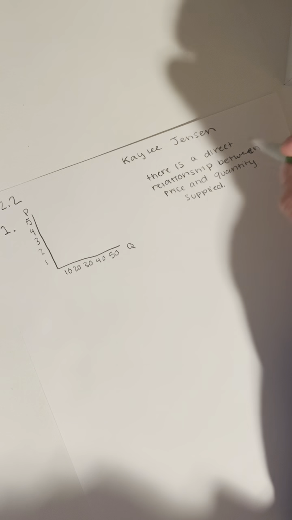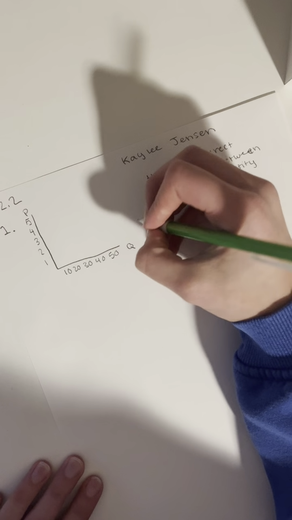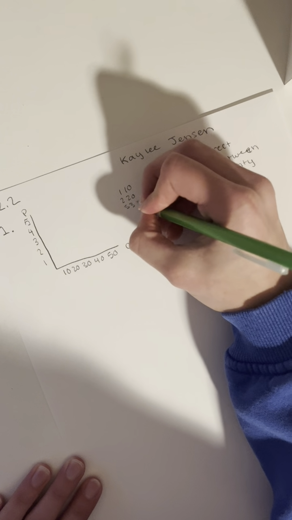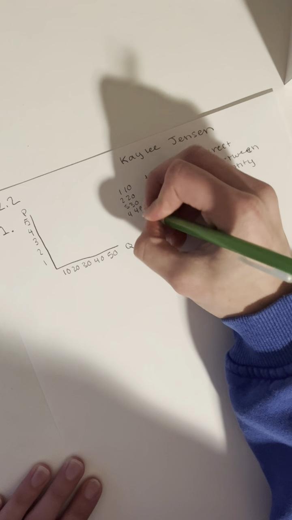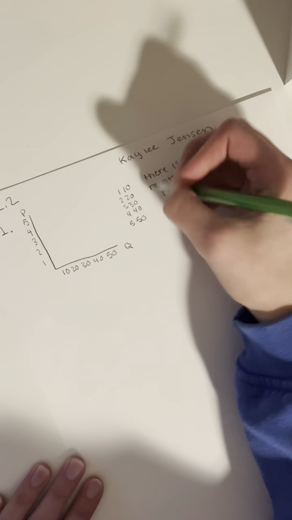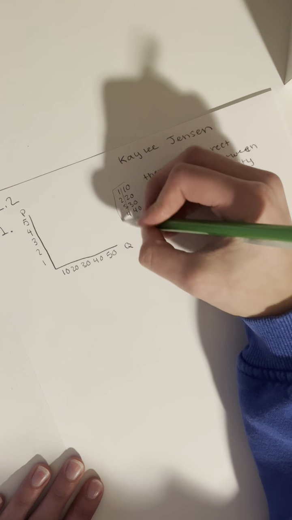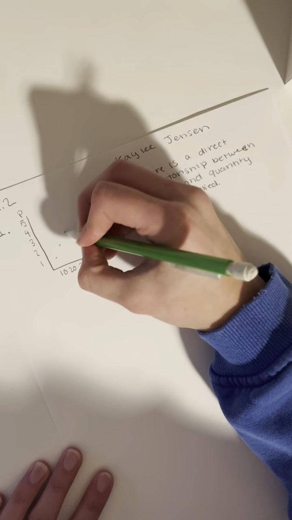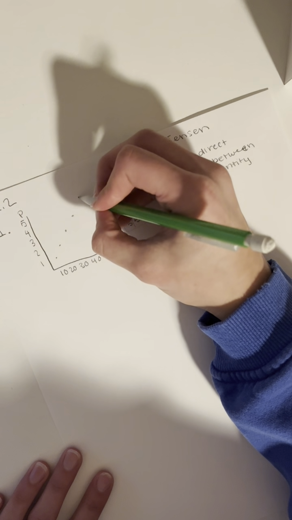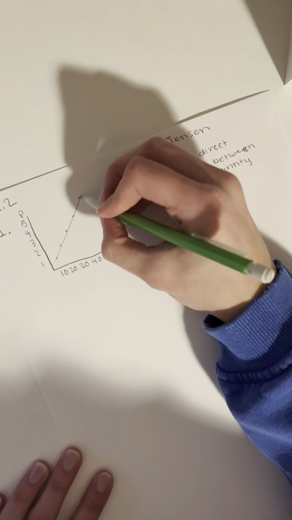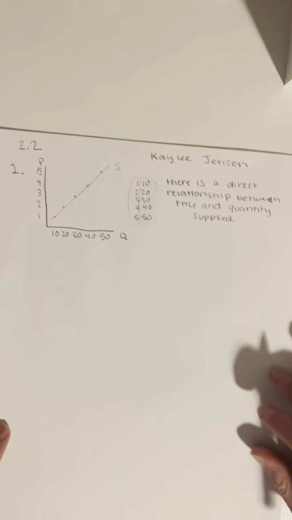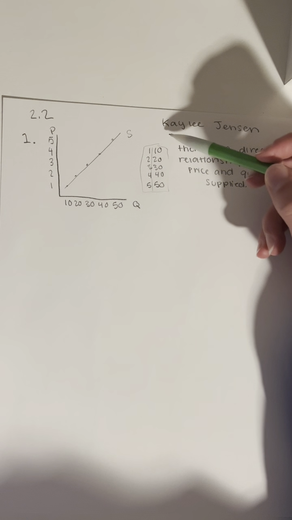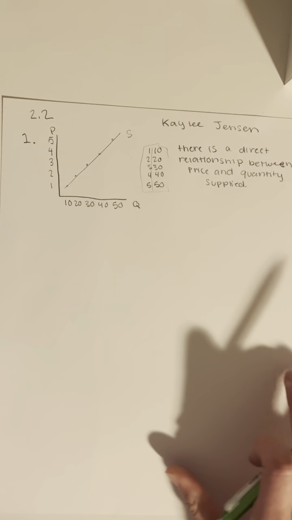Since our supply has a direct relationship, we would have it as 1, 10, 2, 20, 3, 30, 4, 40, and 5, 50 as our little chart here. So 1-10, 2-20, 3-30, 4-40, 5-50. That's what our supply would look like because there is a direct relationship. So as price increases, your quantity supplied will also increase.